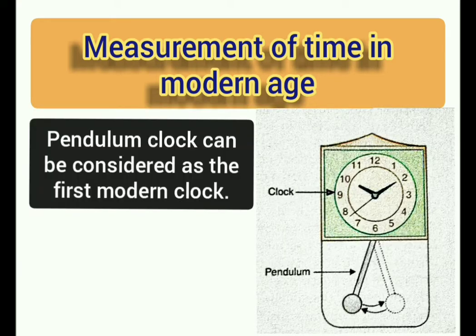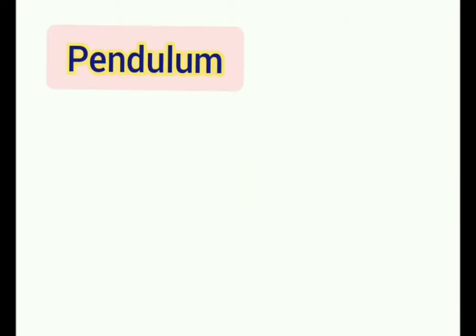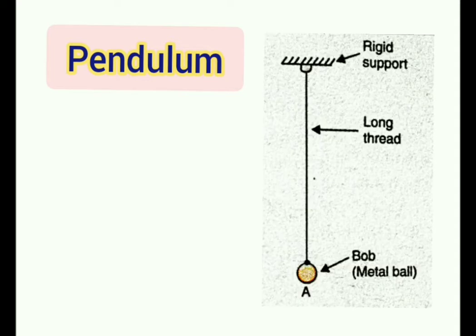Pendulum clocks can be considered as the first modern clock. That is, the clock based on periodic motion of pendulum is considered as the first modern clock. Before the study of pendulum clock, let us know about pendulum and its related important terms. So students, as you can see, the simple pendulum.